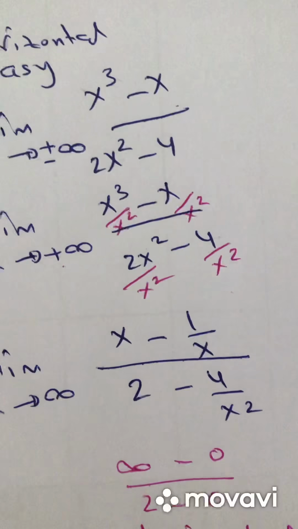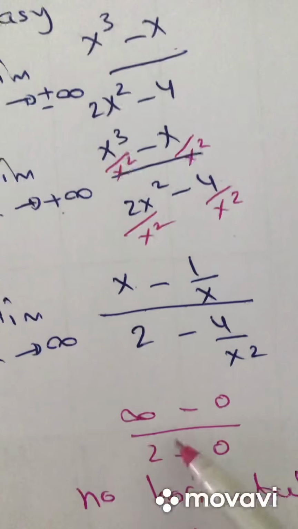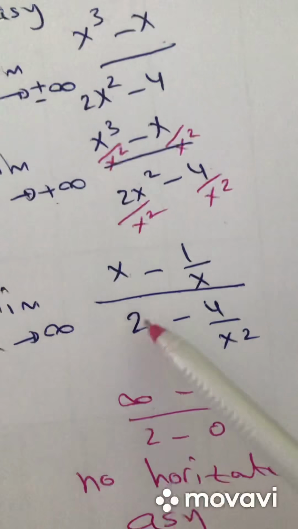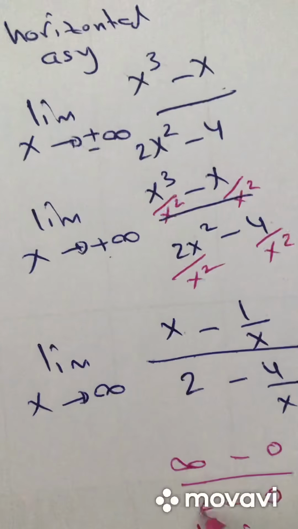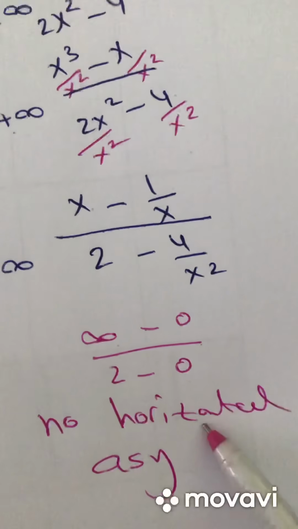I think it's easy. Next step, now finding the limits. When I substitute infinity over here, this is 0, like we said. This one is 2, and this one is 0. Which means infinity over 2, which is infinity. So what does that mean? No horizontal asymptote line.